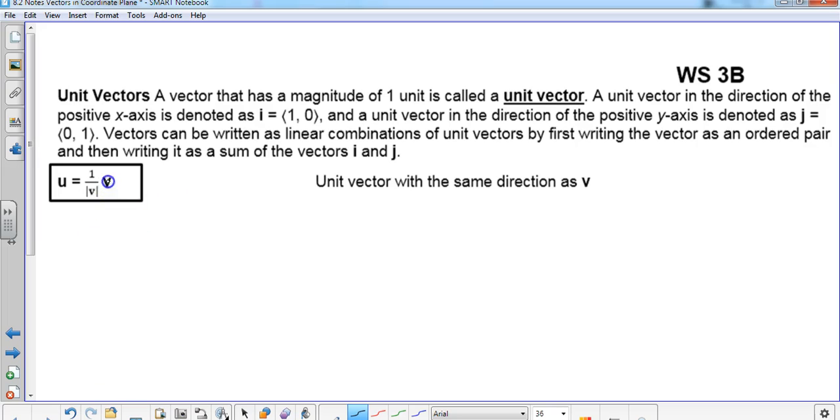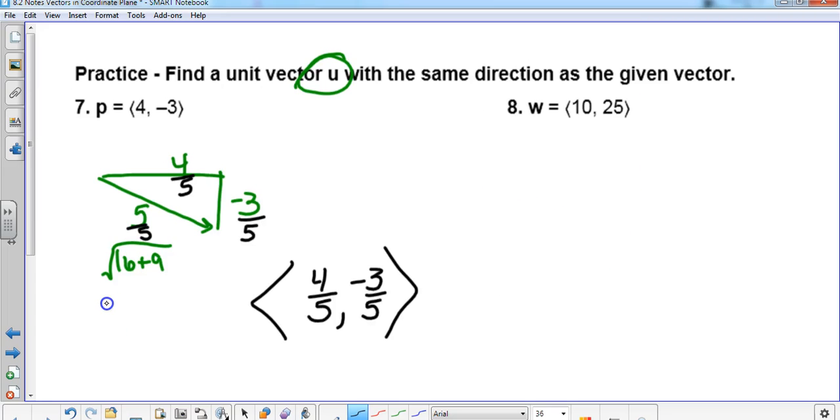You just take the vector v, whatever that vector was, which had an x component and a y component, right? And you multiply it by 1 over the magnitude, or divide it by the magnitude. Everybody okay? All right. Try this one. This one doesn't come out as nice.